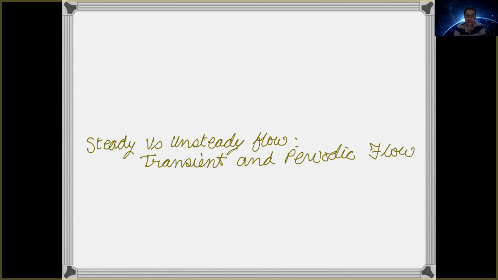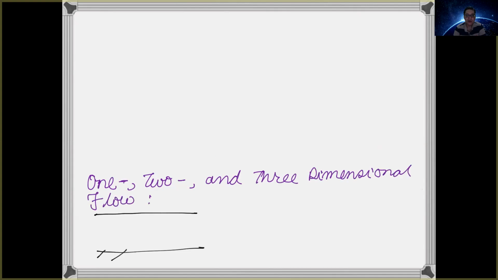After this flow classification based on the time-wise variation, the next classification is on the spatial variation, which we call one-dimensional, two-dimensional, three-dimensional. So in a flow region, if the flow properties, velocities, pressures, and temperature are a function of one spatial coordinate, as shown here, they are called one-dimensional flow. If they are a function of two, then two-dimensional. If they are a function of three spatial coordinates, then three-dimensional.